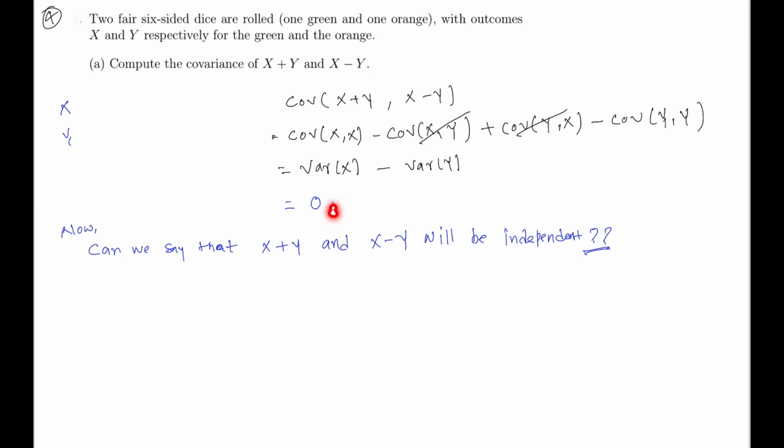So the question for you: given we have found the covariance between these two random variables is 0, can you tell me whether these two random variables will be dependent or independent?